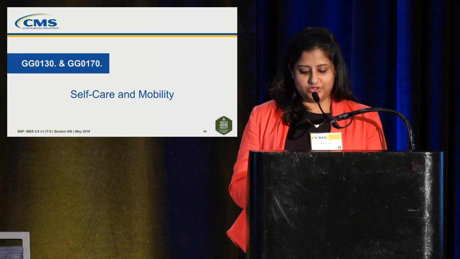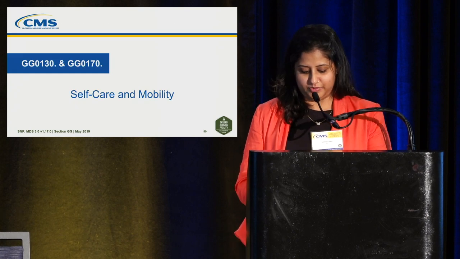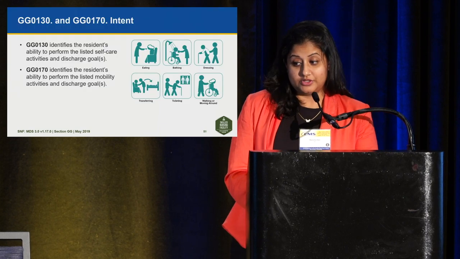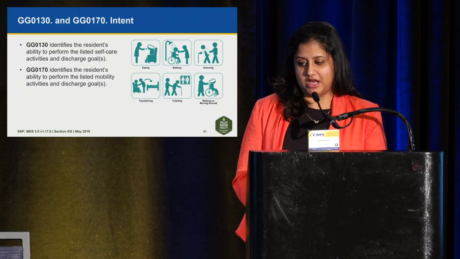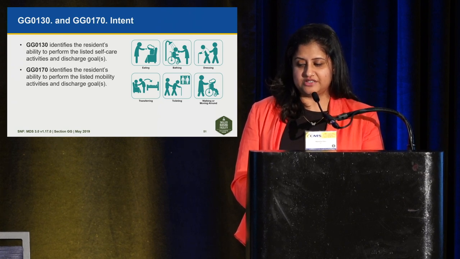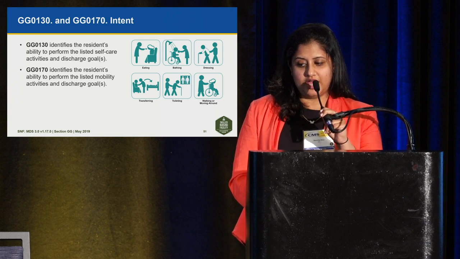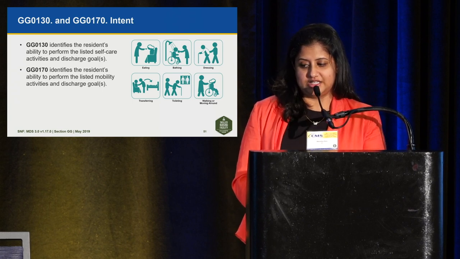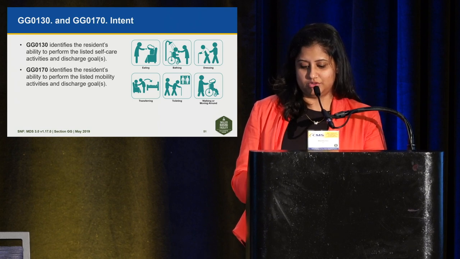So now we're going to move on to GG0130, self-care and mobility. The intent of both of these items is to identify the resident's ability. For GG0130, it's the resident's ability to perform the listed self-care activities and discharge goals. And for GG0170, it's to identify the resident's ability to perform the listed mobility activities and discharge goals.